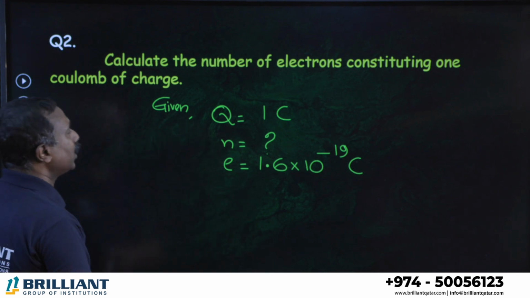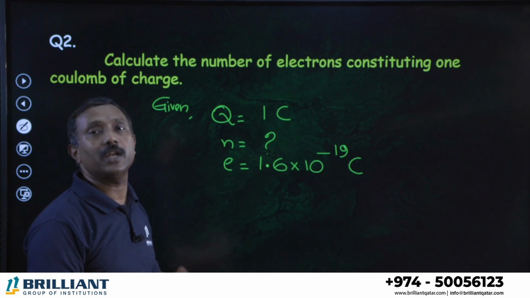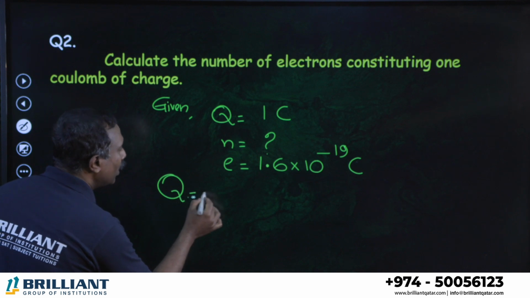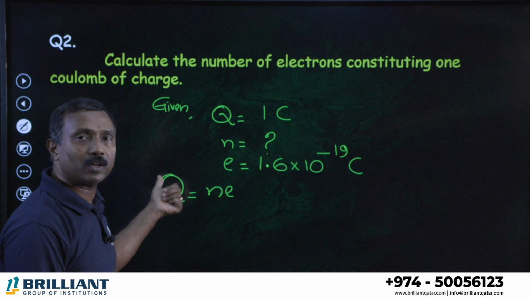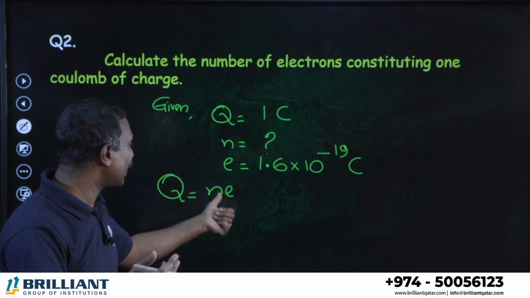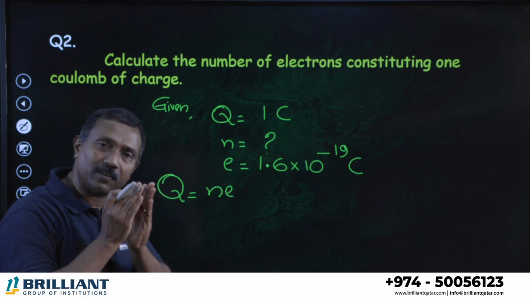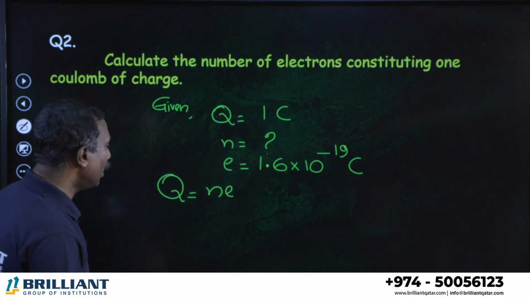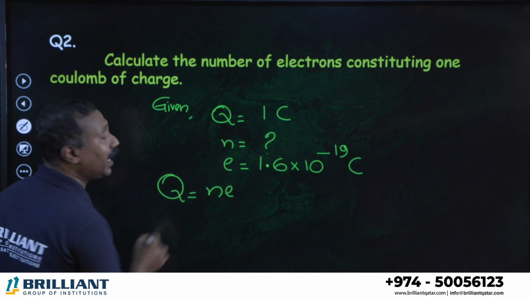So we can come to the equation. By connecting Q, N and e, which formula can we use? We already learned one formula, right? Q is equal to N e, where Q is the total amount of charge, N is the total number of charge-carrying particles present, and e is the amount of charge possessed by the fundamental charge carrier. Here the charge carrier is the electron.